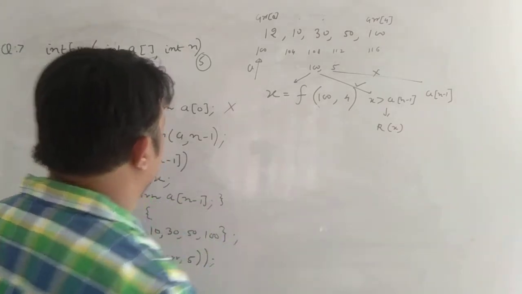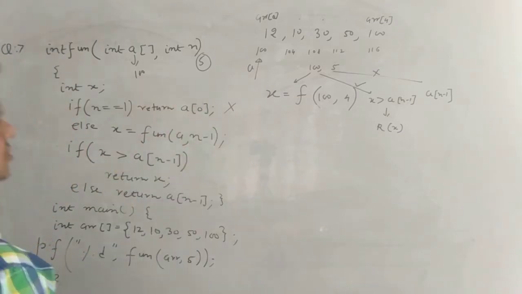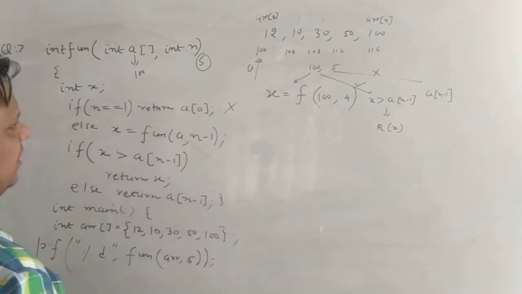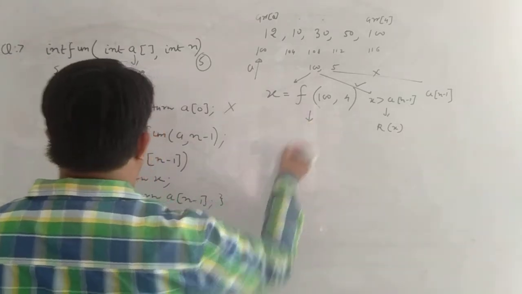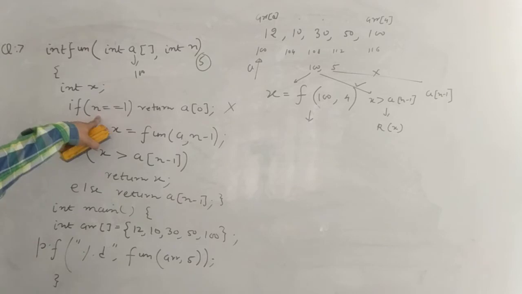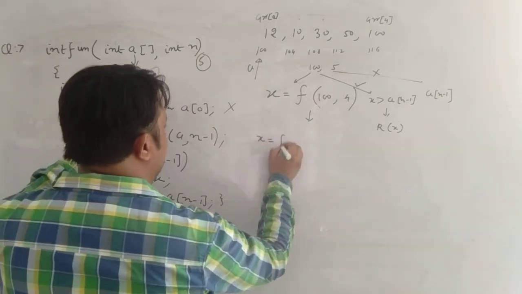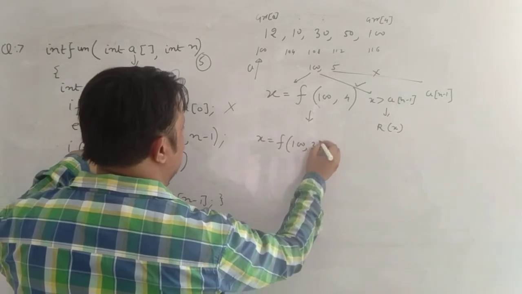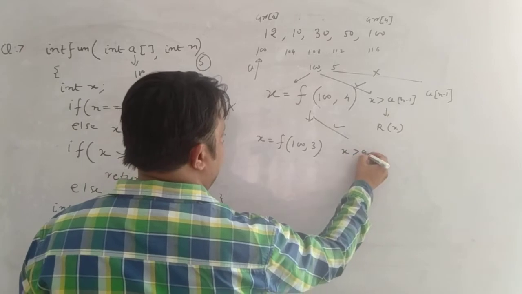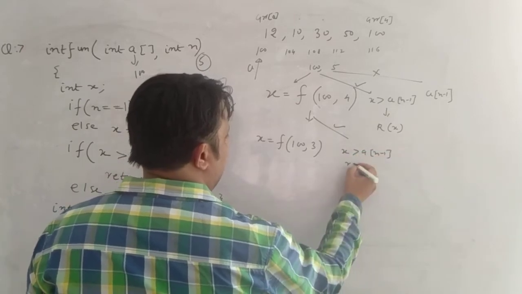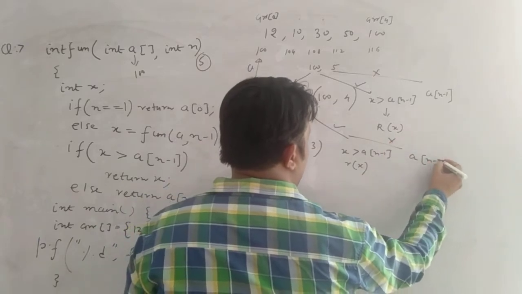100 comma 4, right? 100 comma n minus 1 is 4. Now when you call this function, again your a is pointing at 100 and the value of n becomes 4. 4 is equal to 1, your condition becomes false. You come to this part. X is equal to function 100 comma 3, and if x is greater than a n minus 1, you are returning x, and if it is false, you are returning a n minus 1.